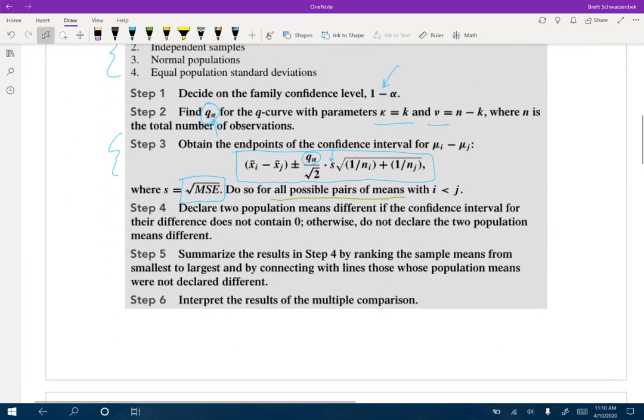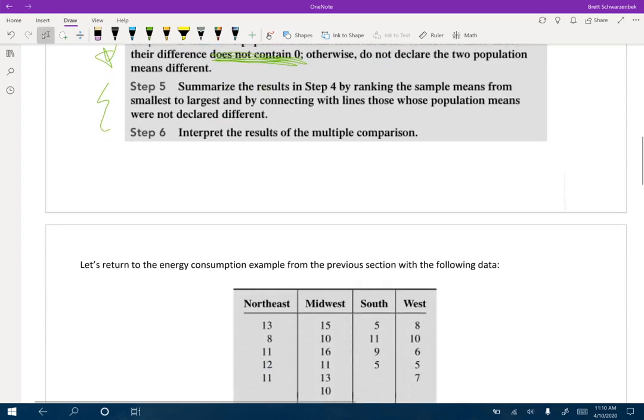Okay, so step 4, it says, declare two population means different if the confidence interval for their difference does not contain 0. Again, we've done this before. If it doesn't contain 0 in the actual interval itself, that means there is a difference actually going on, because remember, 0 means no difference. So just like we've done before, that's going to be our setup, and then there's going to be a summary and interpretation thereafter.